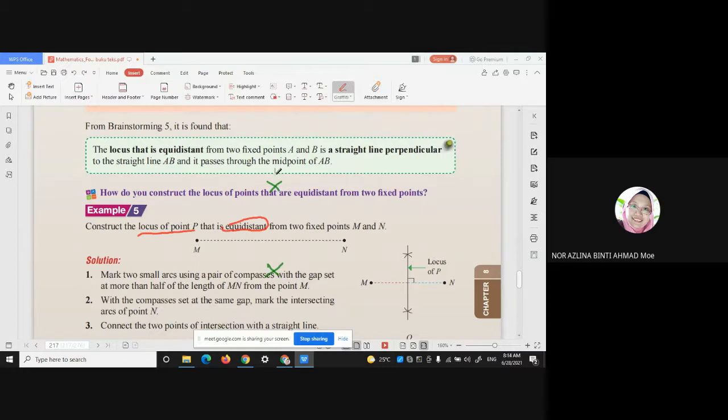You draw using a ruler. So this is 90 degrees. This is 90 degrees. The distances will be equal. So this is how we draw the locus of point P.